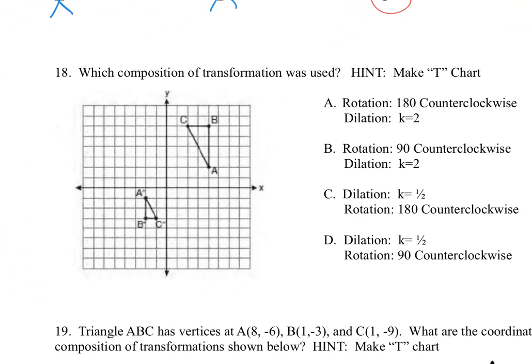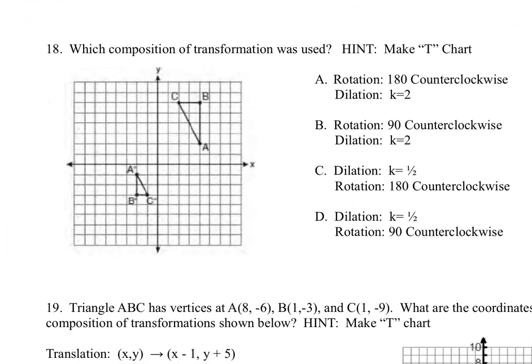Next problem, number 18. It says, which composition of transformation was used? Hint, make a T-chart. Now, normally we would make a T-chart for every single one of these answer choices. And since these are compositions, it might take a little while. So we're going to look at our answer choices first and see which ones definitely don't make sense. Remember, your original is the one without the primes, which are the apostrophes. And that means your new one is going to be this one down here with the apostrophes.